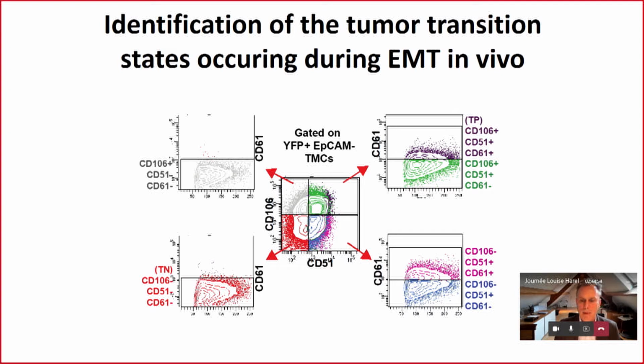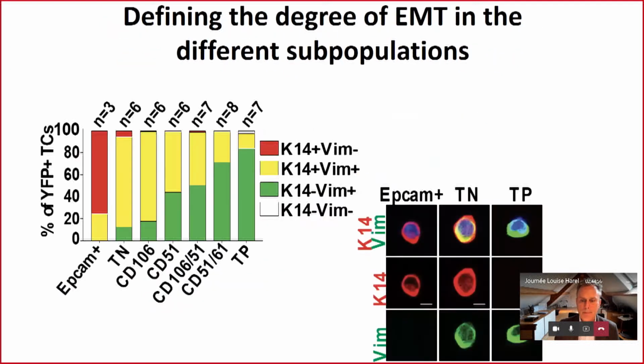Yes, next slide. So having these cell surface markers, we can isolate them and cytospin and check the expression of the epithelial K14 or mesenchymal vimentin on those different populations. And to our great surprise, we found that at the beginning of the EMT process, which we call the triple negative CD106, none or very few of the tumor cells had lost the expression of the epithelial marker, and they co-express K14 and vimentin within the same cell. And we call these cells hybrid EMT.